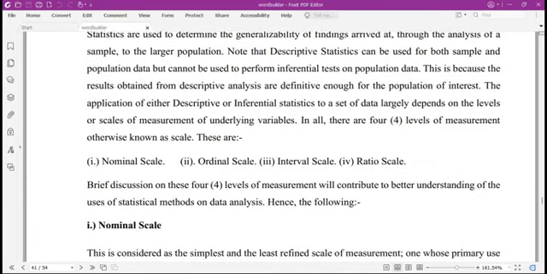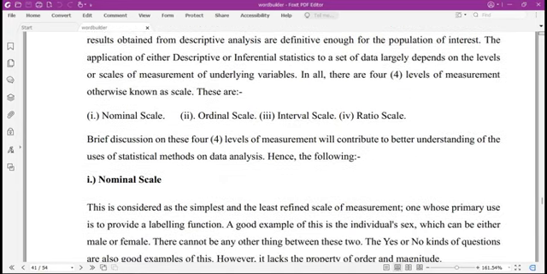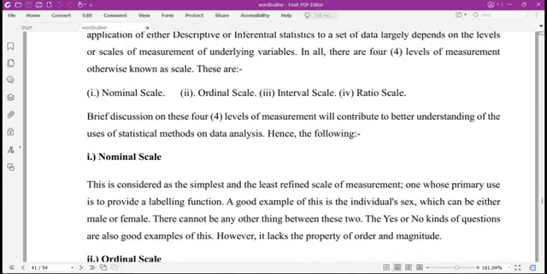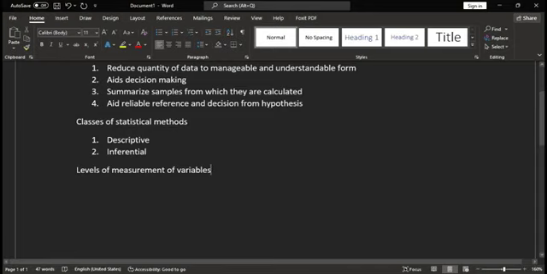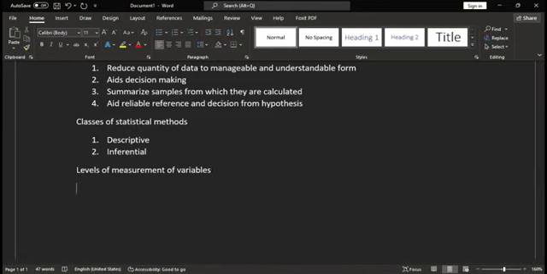Okay, a brief discussion on these four levels of measurement will contribute to a better understanding of the uses of statistical methods and data analysis, hence the following. So we take them one after the other. We have nominal scale, number 1.